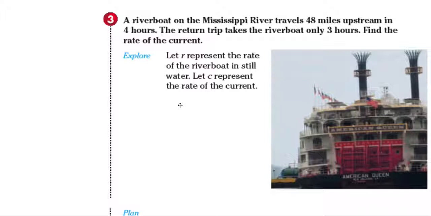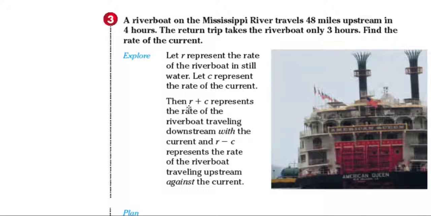And if that's the case, then we can represent R plus C as the rate of the riverboat traveling downstream, with the current. Why? Because as you're traveling downstream with the current, you're basically adding the speed of the current to the speed of the riverboat. That's why you represent it with R plus C.